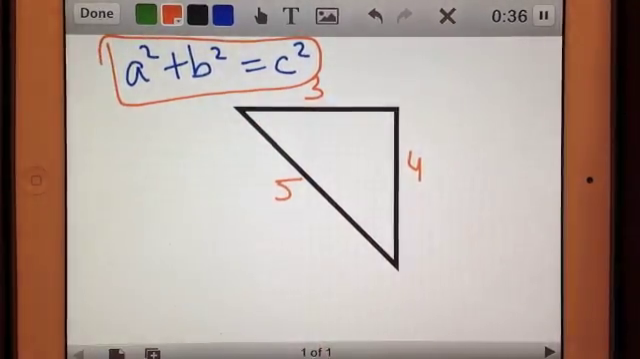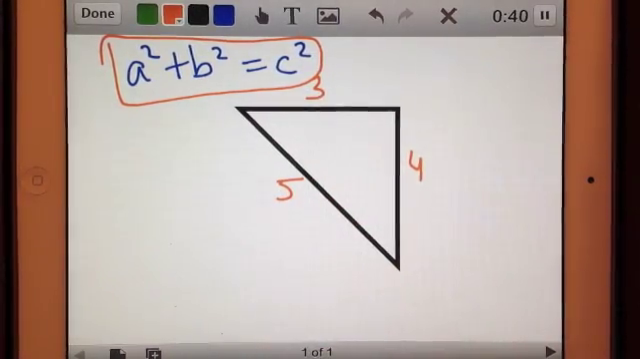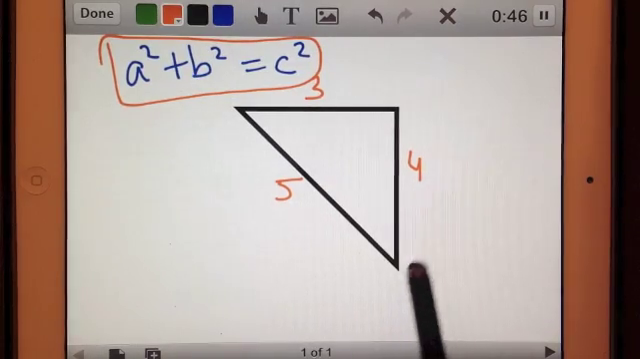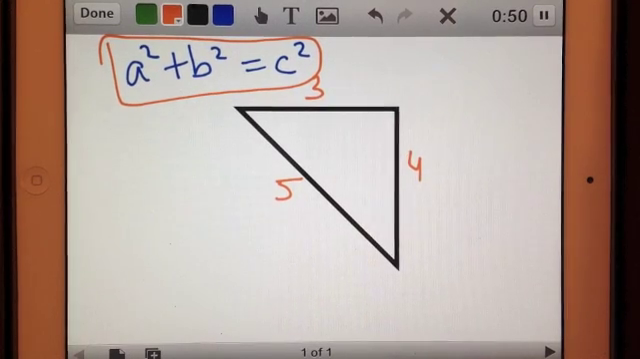Why we might use that formula is that maybe we're not given the measurements of all three sides, and we want to figure out the measurement of one of the sides, and you could actually solve for that missing side. But for now, I'm going to show you how to plug in the numbers into the formula when you do have all measurements, just to show you how it works.